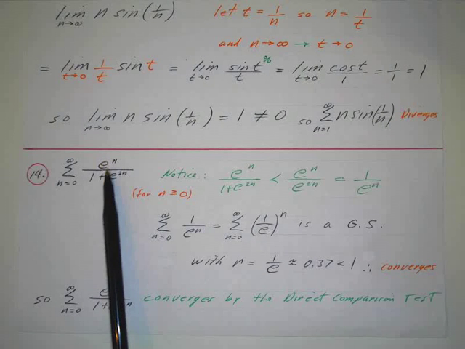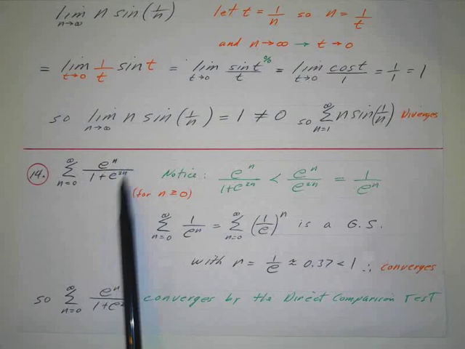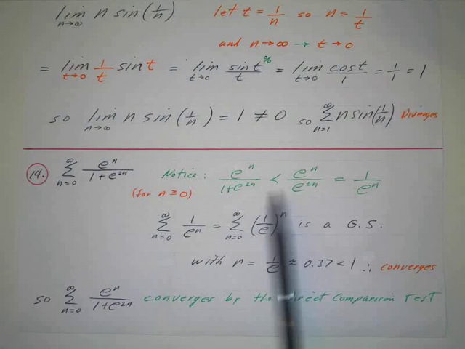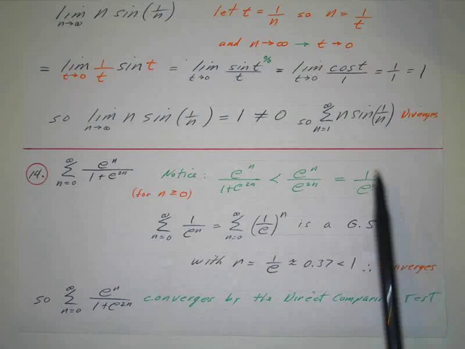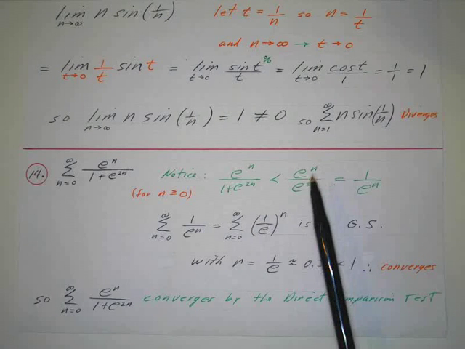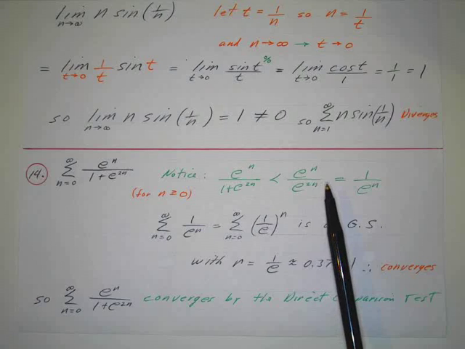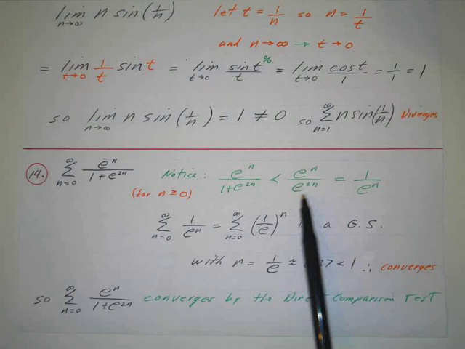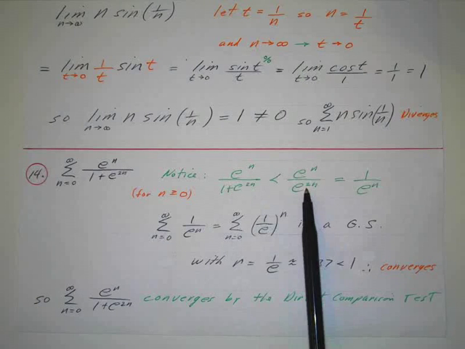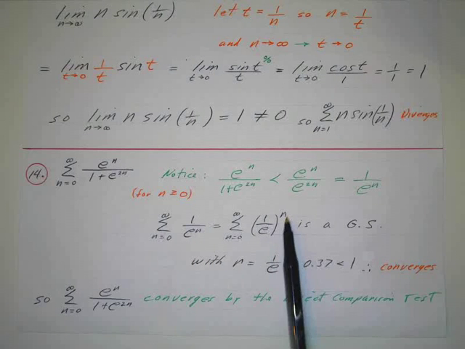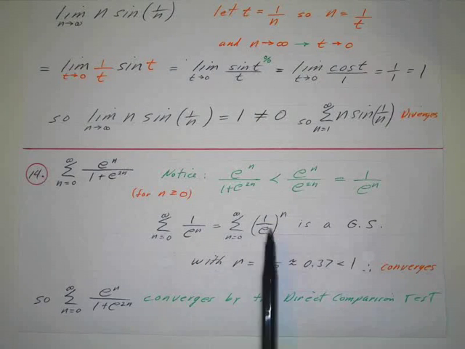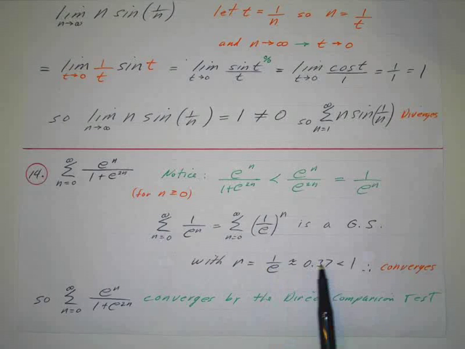So if I make the denominator smaller, this will be bigger, so I know right away that e to the n over 1 plus e to the 2n is less than e to the n over e to the 2n. And I can simplify that quite easily by just dividing, or putting this on the bottom as e to the negative n, and that would be just 1 over e to the n. So I know that this is less than this, which equals this, but this is a geometric series, because if I rewrite it as 1 over e to the n, the ratio r is 1 over e. Well, 1 over e is about 0.37, which is less than 1, so therefore it converges.